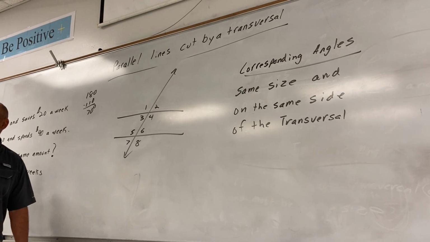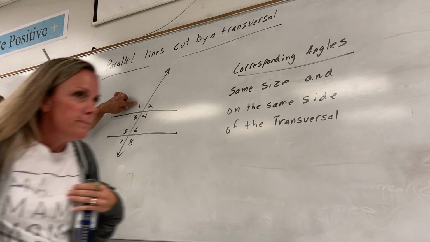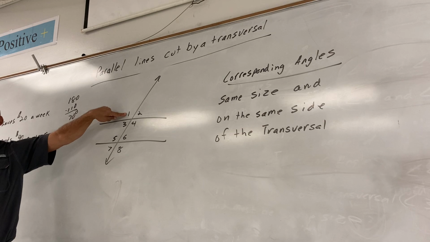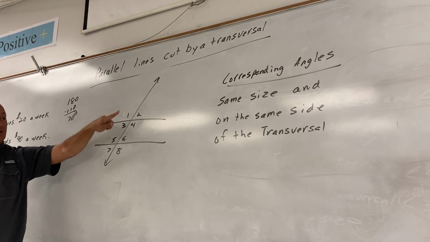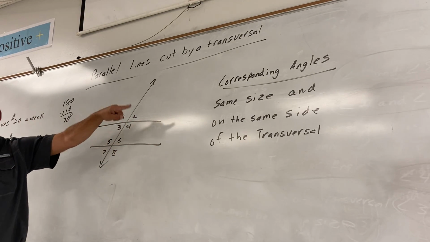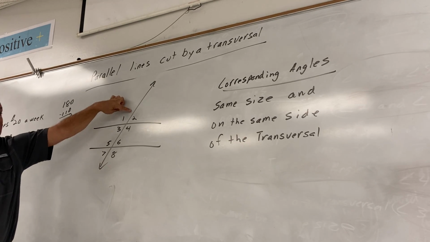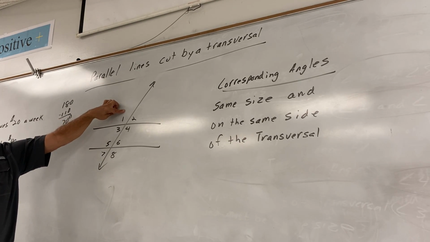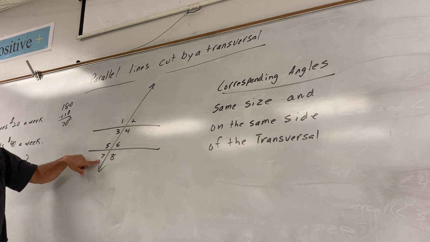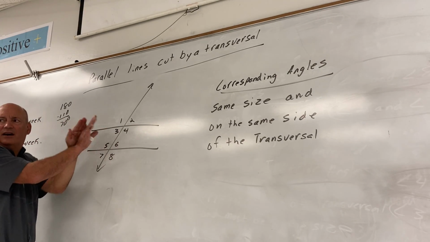All right, let's go with Zach. Tell me what angle would be the corresponding angle to angle 1. There's only one correct answer. It's on the same side of the transversal, and it has to be the same size as angle 1. So look for a big angle, because 1 is the big angle, on the same side of the transversal. 7? 7 is a little angle. No, it would be 8 then. 8 is on the opposite side of the transversal.